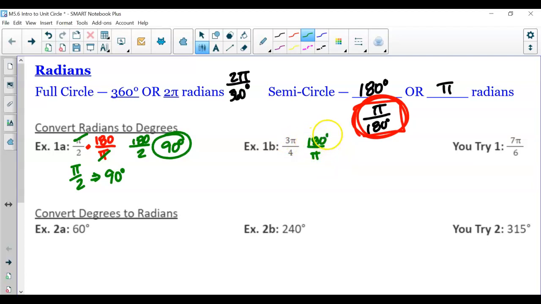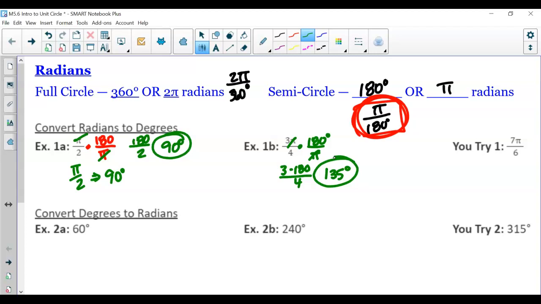So here, we're going to set up our ratio here and multiply. Pi cancels out, so now I've got 3 times 180. So that's just good old 3 times 180 divided by 4, and you're left with 135 degrees. Go ahead and pause the video and try the U-try on your own.